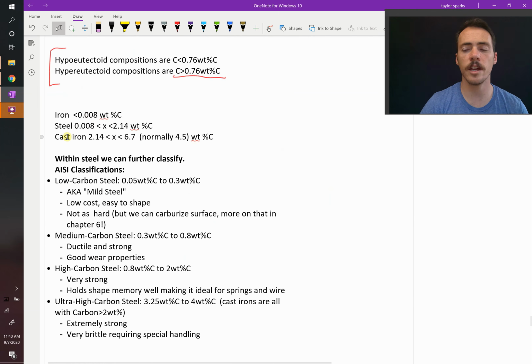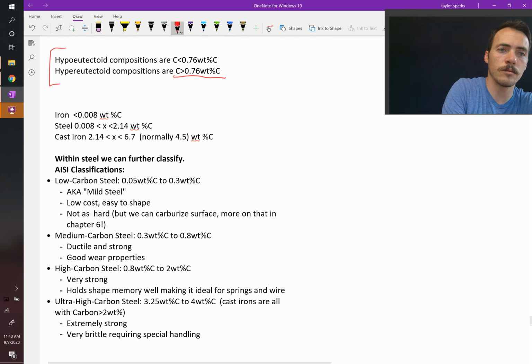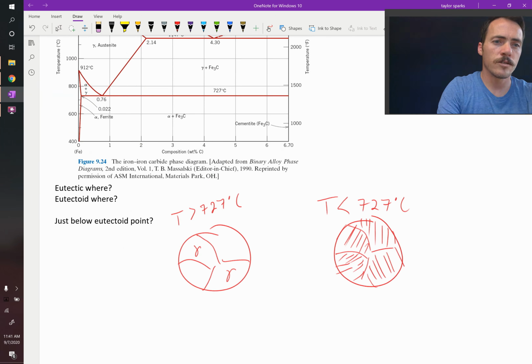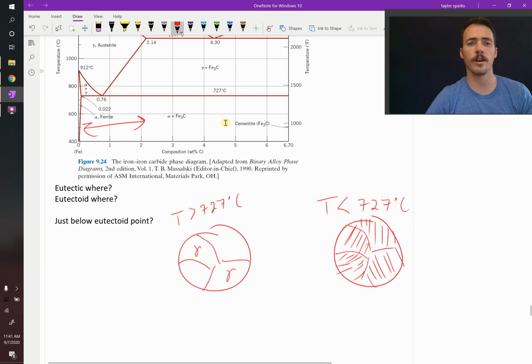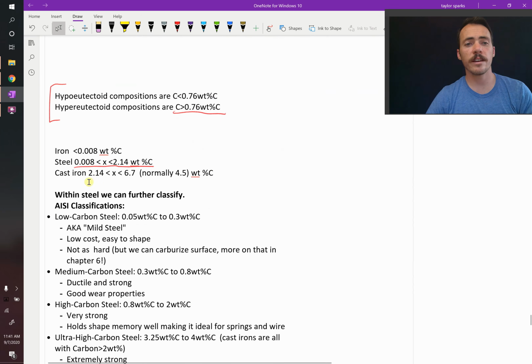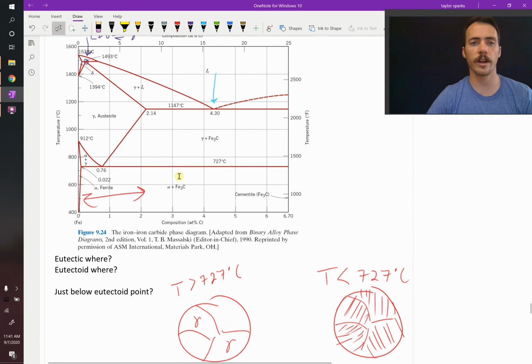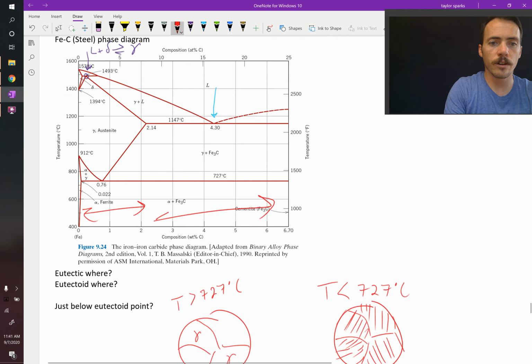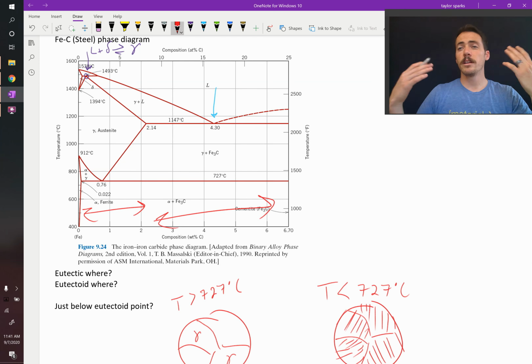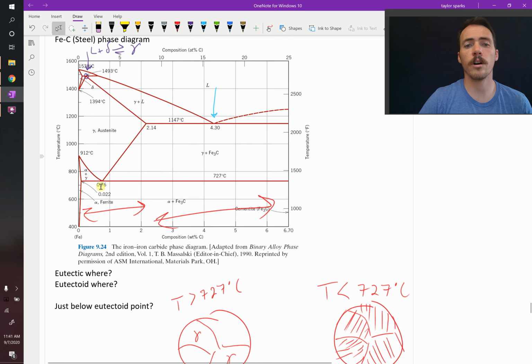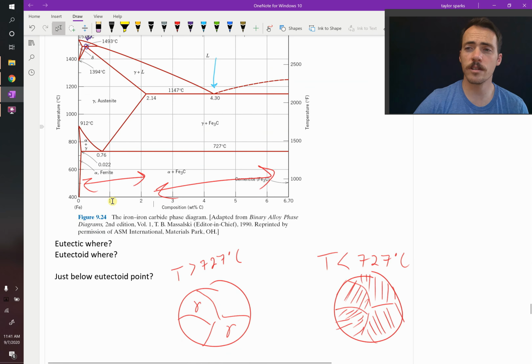Now, steel is anywhere between the iron region, so 0.008 and 2.14 weight percent. So your steels are going to be in this region right here. That's where your steels are, right? All the different steels that you can buy. And then your cast irons go from 2.14 up to technically 6.7, but usually around 4.5. So this region through here, these are your cast irons, right? So when you buy a cast iron Dutch oven, it has much more carbon than any of the steels that you're going to buy. Now there's consequences to that.